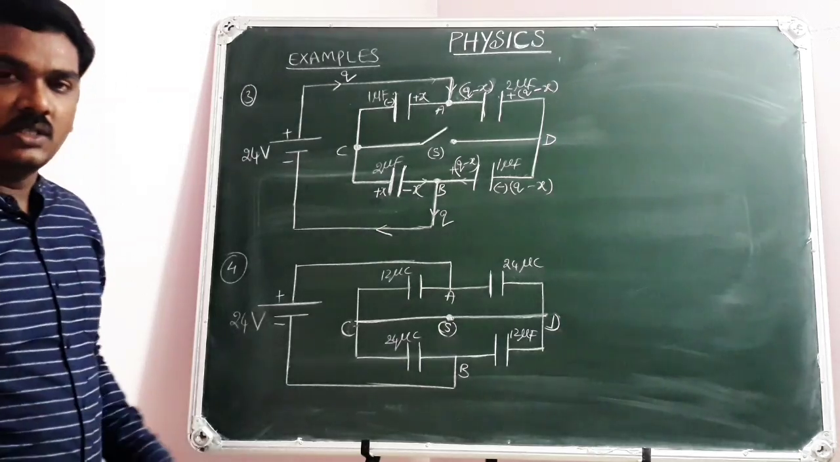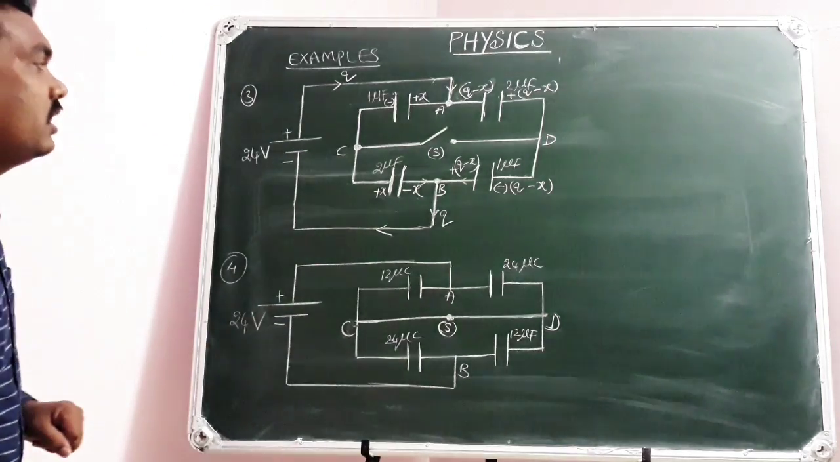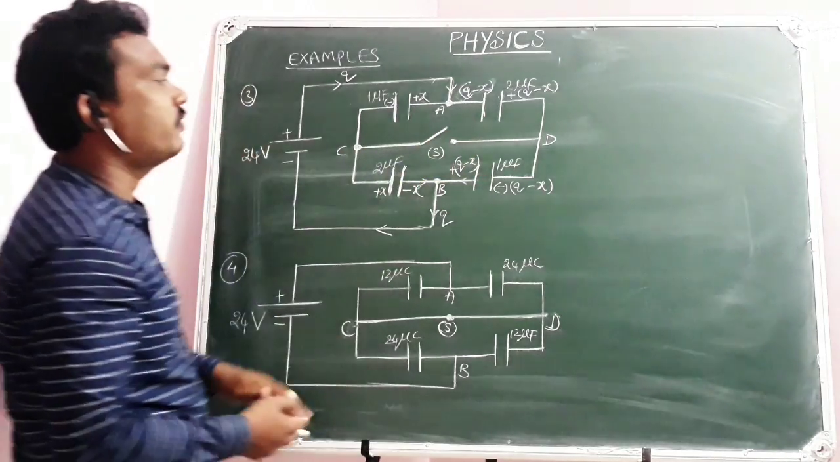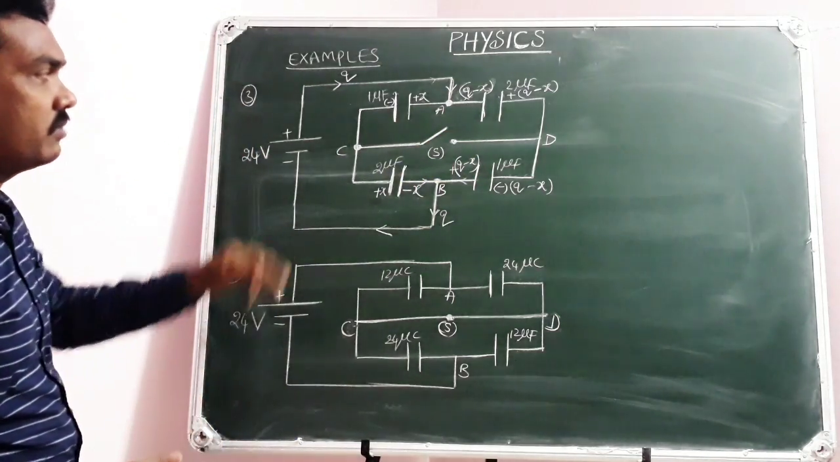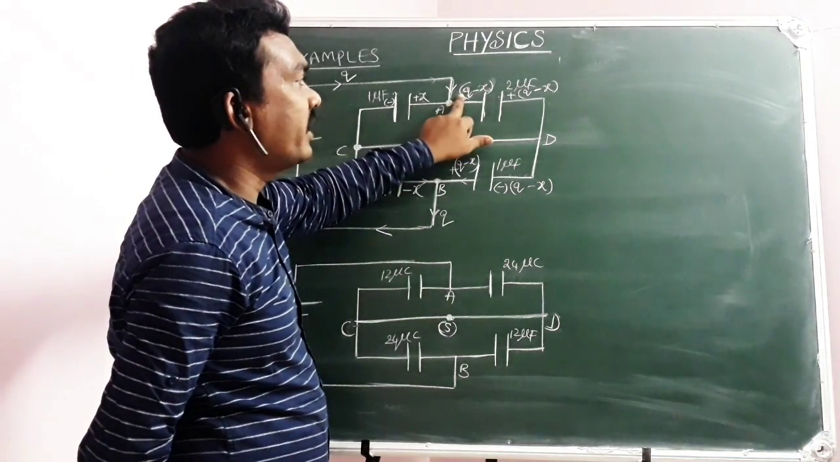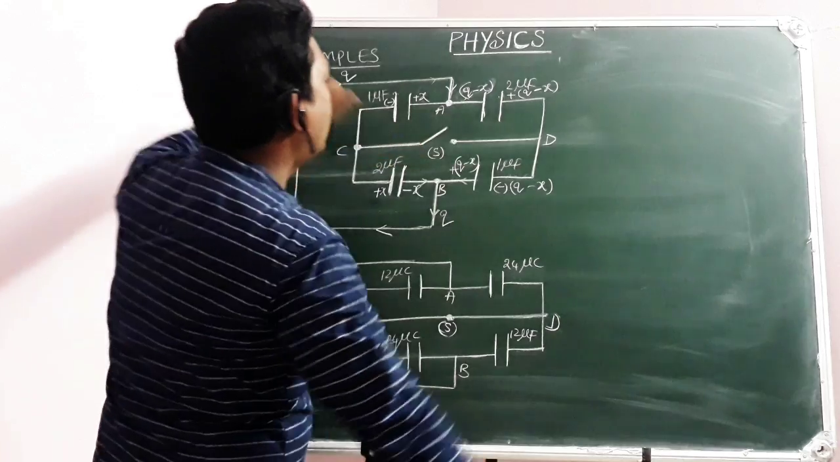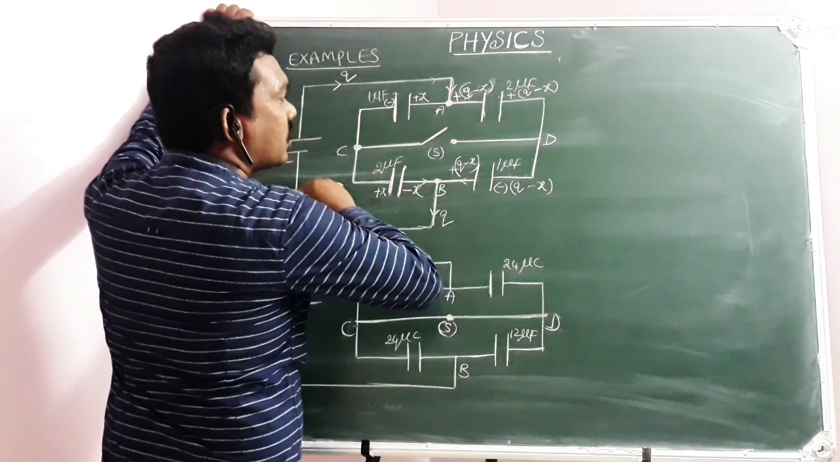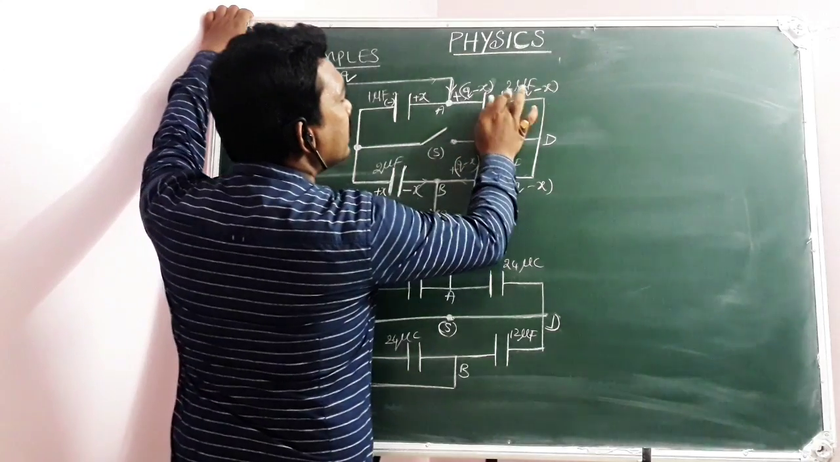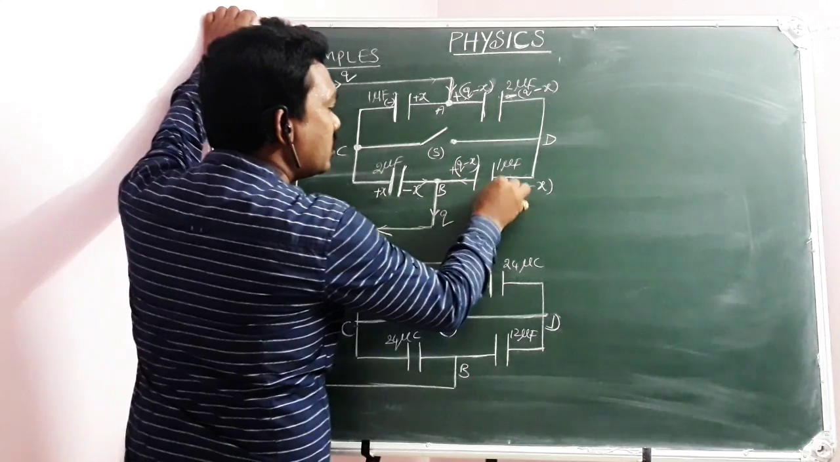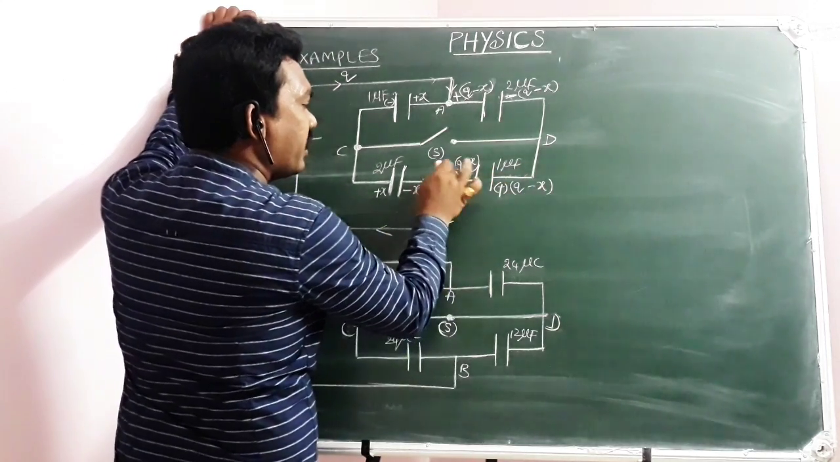So in that way, charges can be induced on the capacitors. Look at this distribution of the charges, which is very important here. Here it is plus Q minus X. Sorry, this is minus. Then here this should be plus, and this should be minus.